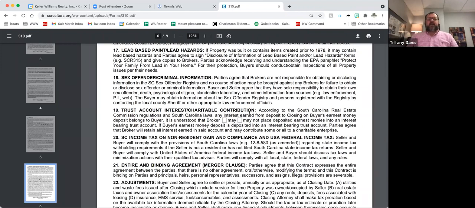Section 17, lead-based paint. If it was built before 1978, we're going to disclose that there may be lead-based paint with the Form 315. Give you copies of all the pertinent documentation. Any information about sex offenders or criminal information, the parties agree that we're not responsible to give as brokers. They need to go find out on their own. In the event the escrow agent has an interest-bearing account, Section 19 is where they disclose they can place it in an interest-bearing account. I don't know of any of the escrow agents locally that actually have one.